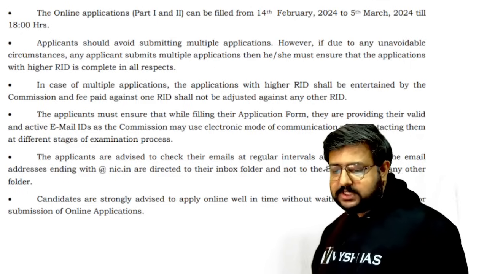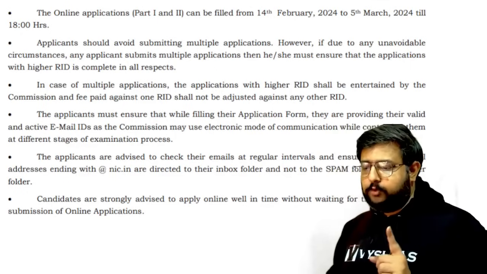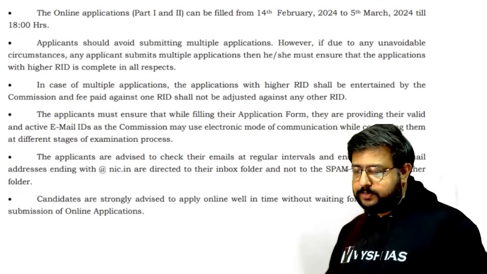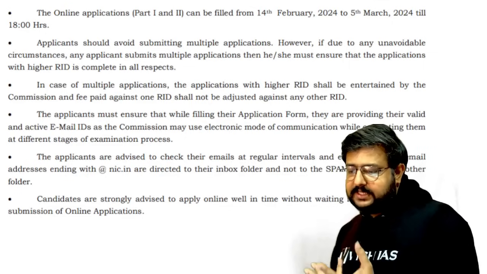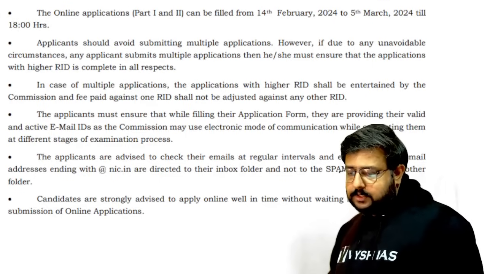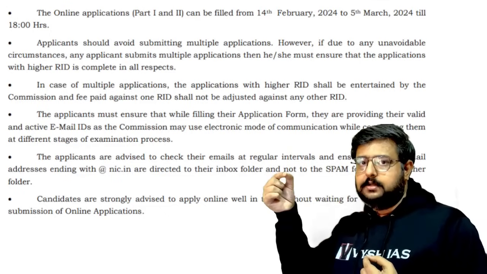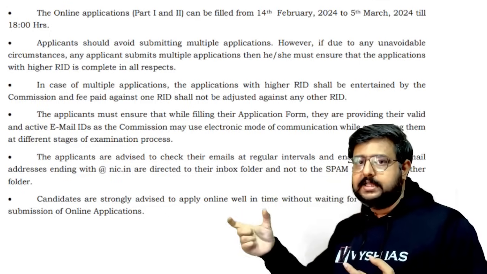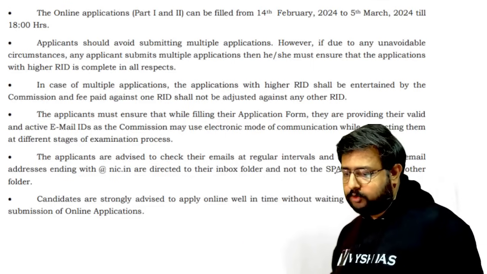So read it yourself also once before filling. In the online application, there is Part 1 and Part 2. Between 14th February and 5th March, you have to do it before 6 PM. Try to avoid multiple applications. However, if by chance, due to unavoidable circumstances, you do multiple applications, the higher RID, the registration ID, which is like a serial number, goes up by one each time. So use the highest, the latest one. Don't use the old one if you do multiple applications with the same email ID and phone number.